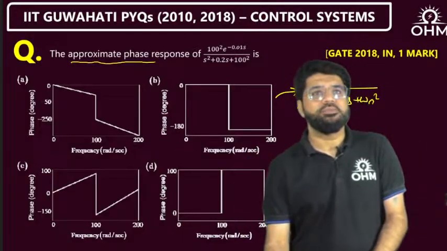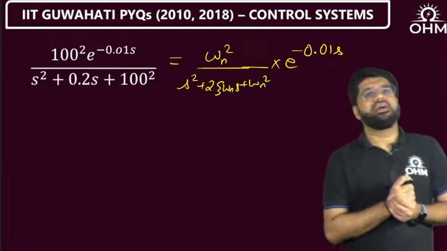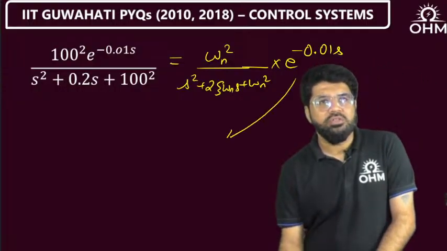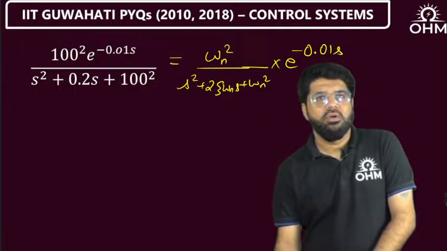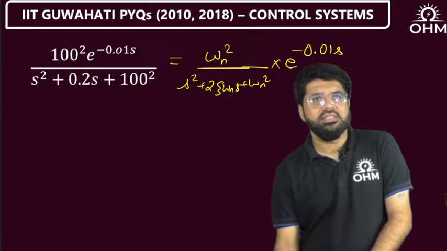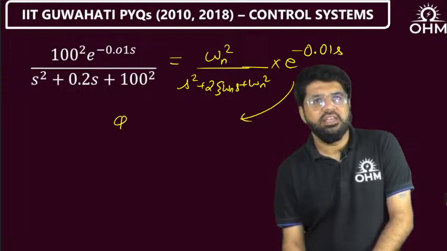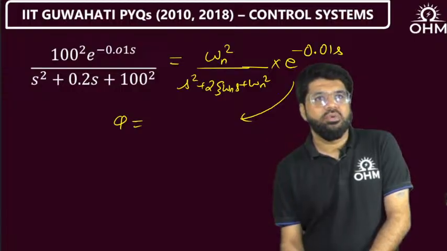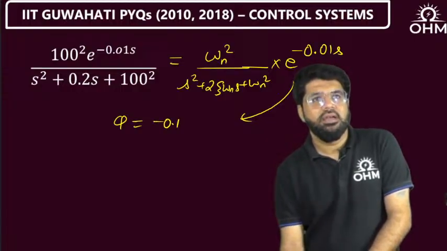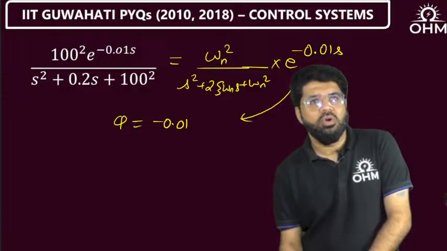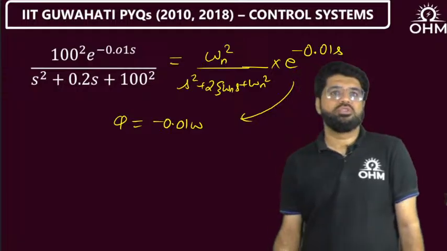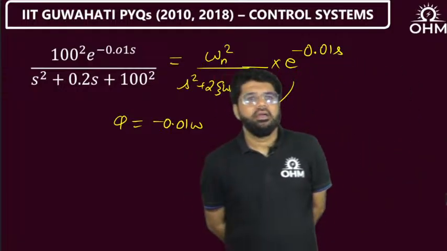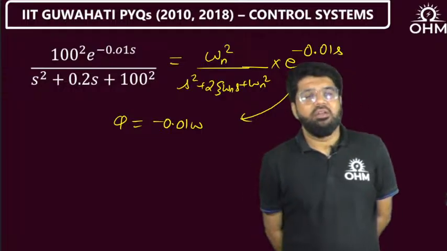Now it is multiplied by a transportation lag. What is the role of this transportation lag? What is going to be the phase of this part? The phase of e power j theta will be theta. So that is going to be minus 0.01 omega, when you convert s to j omega, into the frequency domain. Minus 0.01 omega. And what is the corner frequency?